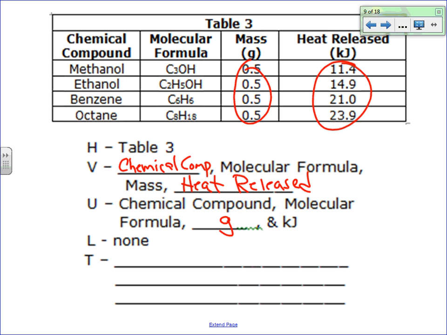All right, and in this case, it's because there's a whole bunch of different chemicals being used. It's not the same chemical. All right, which one's the highest? Octane. Which one's the lowest? Methanol. Good. Yeah. All right, I think we're ready to move on.